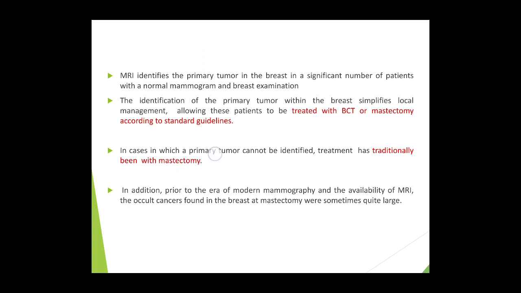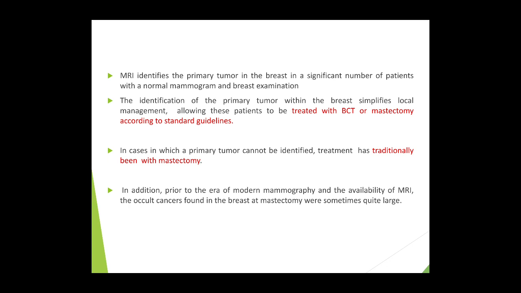The identification of the primary tumor within the breast simplifies local management, allowing these patients to be treated with breast conservation surgery or mastectomy according to the standard guideline. In cases in which the primary tumor cannot be identified, treatment has traditionally been with mastectomy. This is based on the observation that approximately 50% of patients who do not receive therapy to the breast will develop clinically evident disease in the breast.